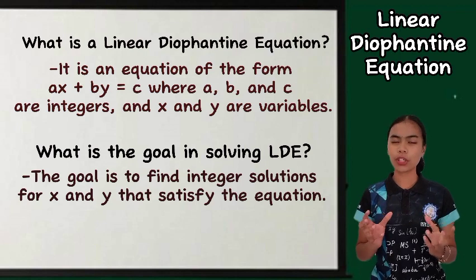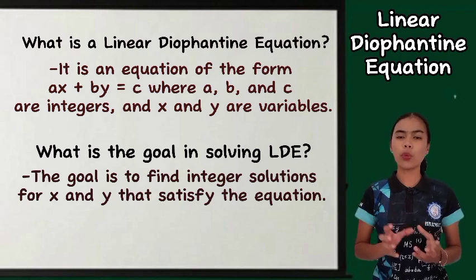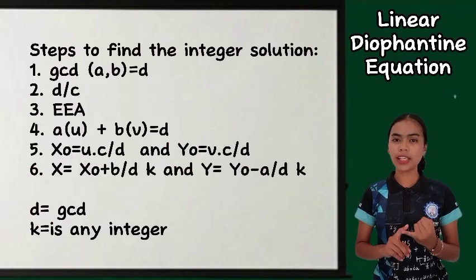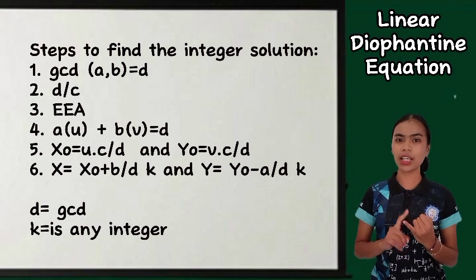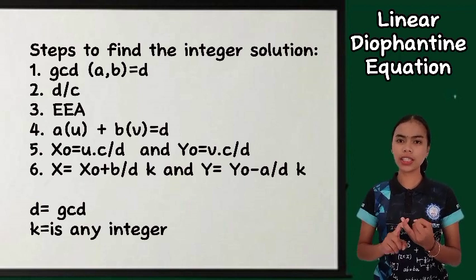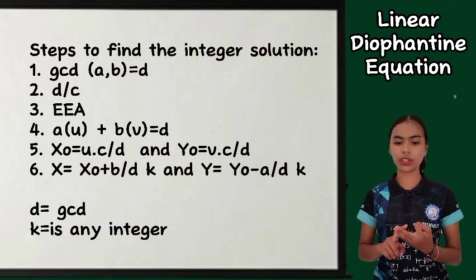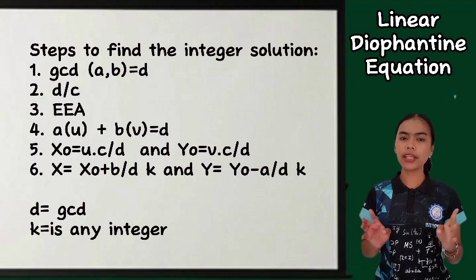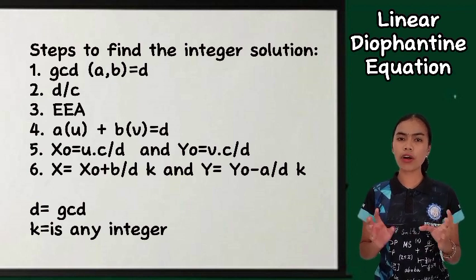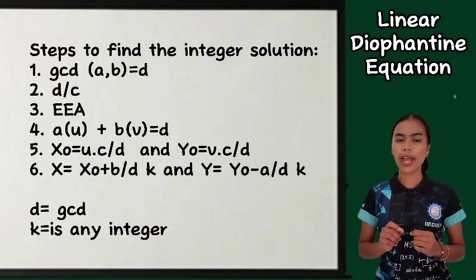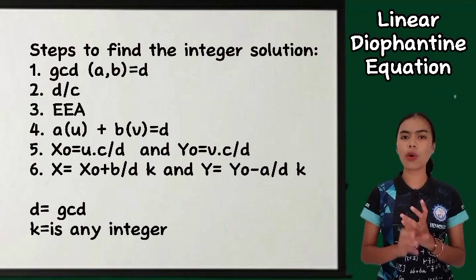So in solving an LDE, we have 6 steps that we can follow. The first step is to find the GCD using the Euclidean algorithm, and the second step is to ensure that our GCD is divisible by our c, which is an integer. The third step is to apply our extended Euclidean algorithm, and the fourth step is to identify our u and v in the equation. Our fifth step is to identify our x sub 0 and y sub 0. And our last step is to identify our x and y.